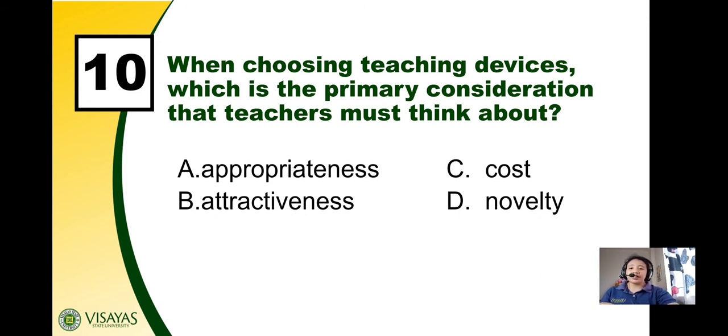Again, when choosing teaching strategies, which of the following is the primary consideration of teachers in crafting the teaching devices? A. Appropriateness, B. Attractiveness, C. Cost, or letter D. Novelty. So, the answer, class, is letter A, appropriateness. Baka naisip nyo, class, na attractiveness, always remember that the content itself or the aim itself must always come first before the design.